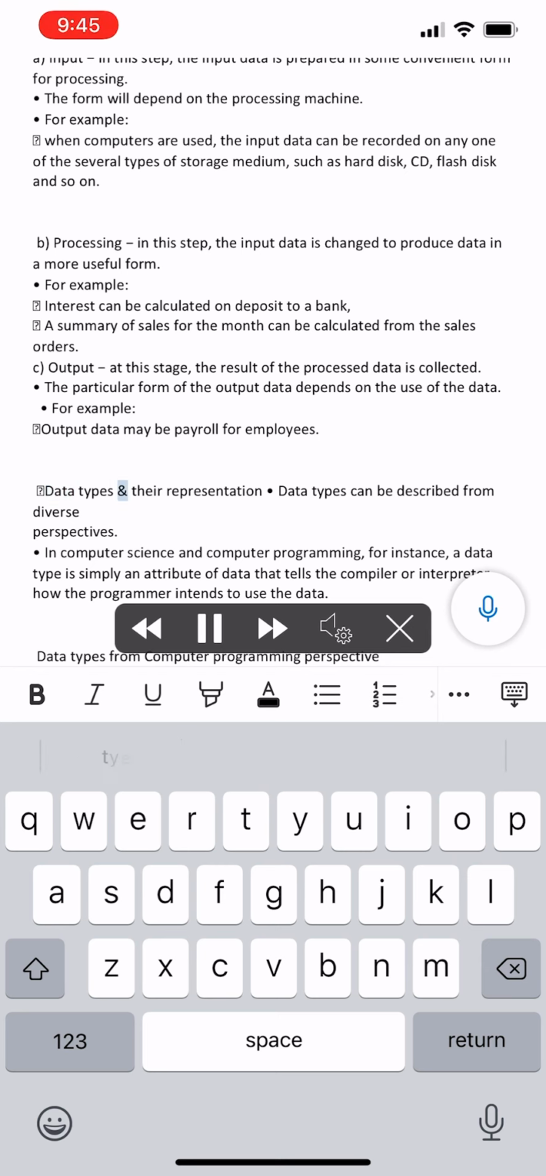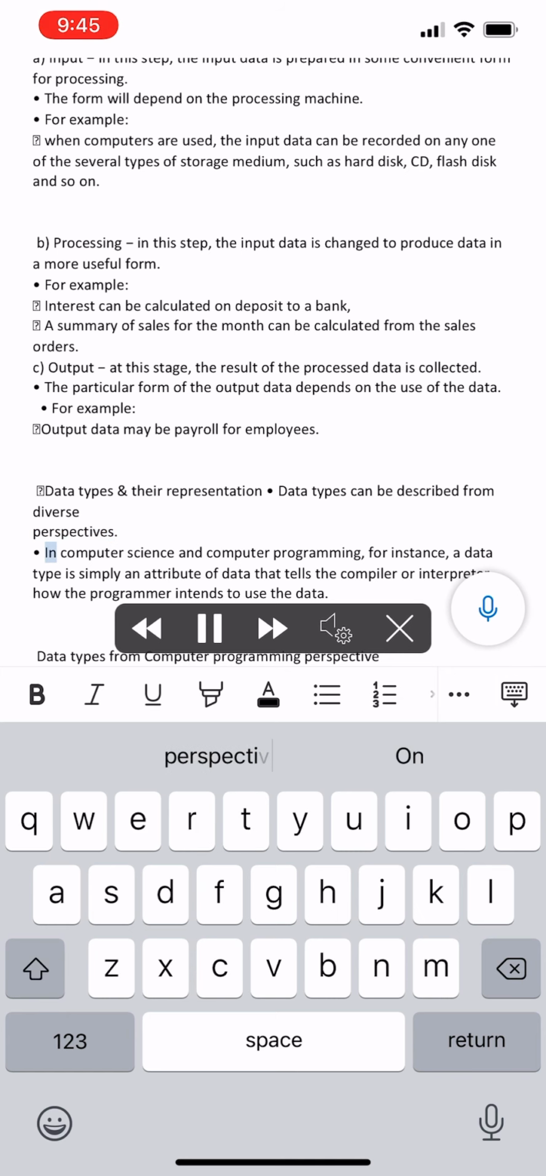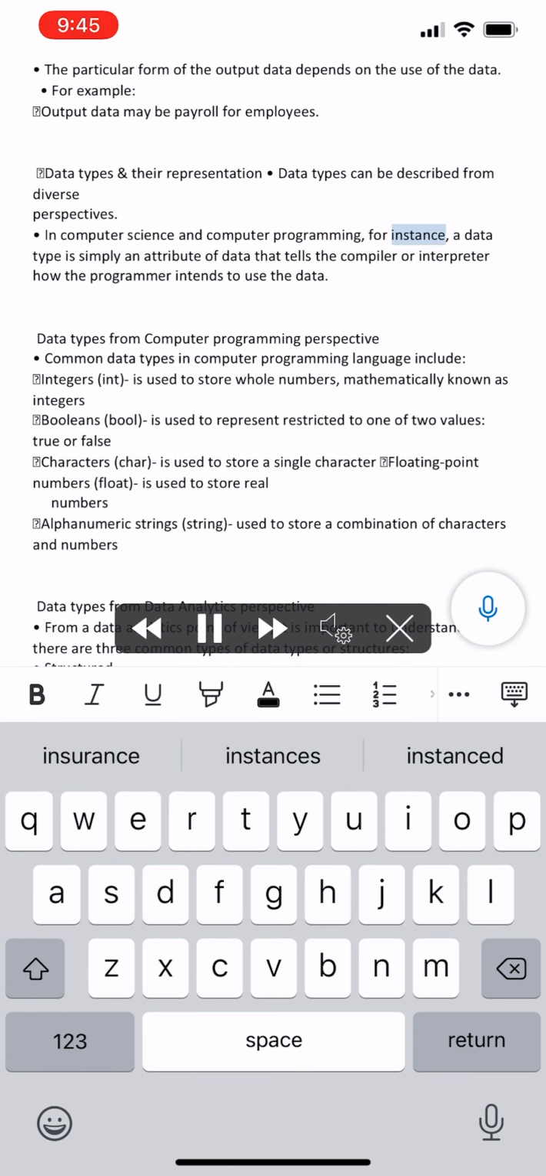2.3. Data types and their representation. Data types can be described from diverse perspectives. In computer science and computer programming, for instance, a data type is simply an attribute of data that tells the compiler or interpreter how the programmer intends to use the data.